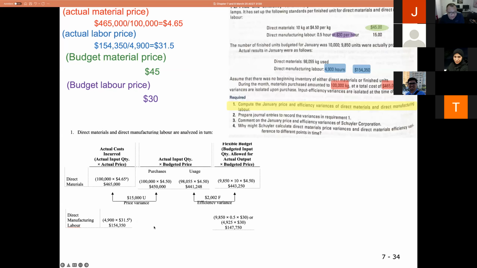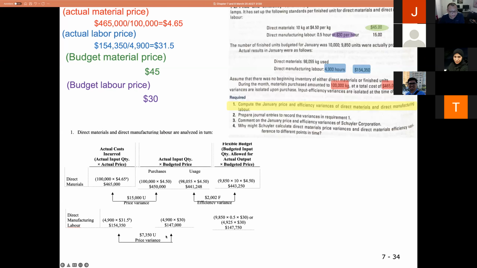So here, what would this number be? Can anyone tell me what this number should be? 4,900 times $30. Very good. So 4,900, that's the actual hours used, right? That's the actual hours used. The standard rate, that's the $30. That's the budget rate. So this one in the middle.